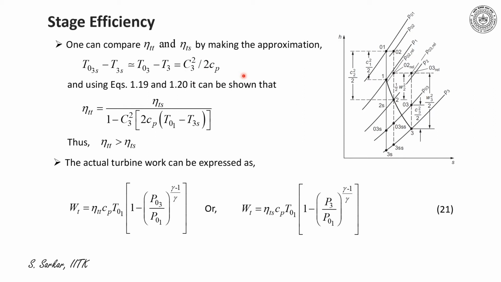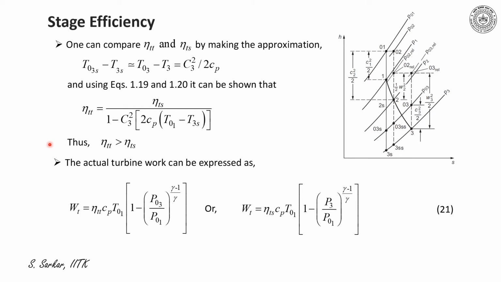Thus now, using equations 19 and 20, it can be easily shown that eta Tt equals eta Ts divided by 1 minus C3 square within the bracket twice Cp into T01 minus T3s. Thus, eta Tt is greater than eta Ts. So we have concluded that total to total efficiency is greater than total to static efficiency.